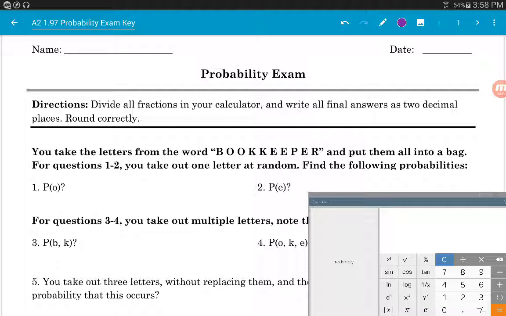So let's get started. You take the letters from the word bookkeeper and put them all into a bag. For questions 1 through 2, you take out one letter at random. Find the following probabilities. So the probability of getting an O.